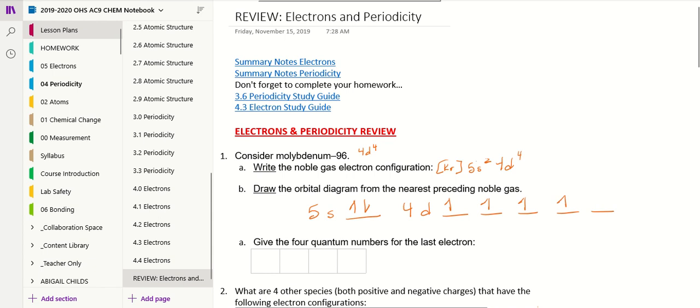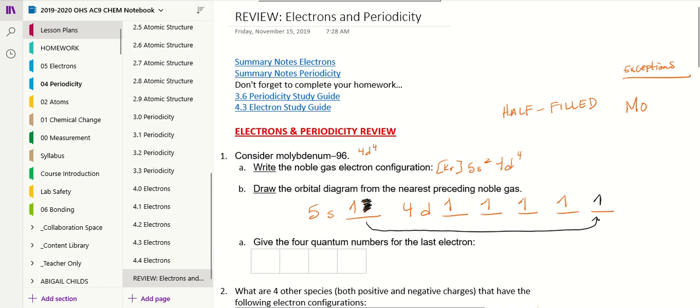So, take a look at 4d4. How close are we to being halfway filled? We're 1 electron away. Mo is one of your exceptions you have got to know. Okay? So, exceptions to electron configuration. Molybdenum is one of them. We're going to take an electron from the 5s and place it in the 4d.